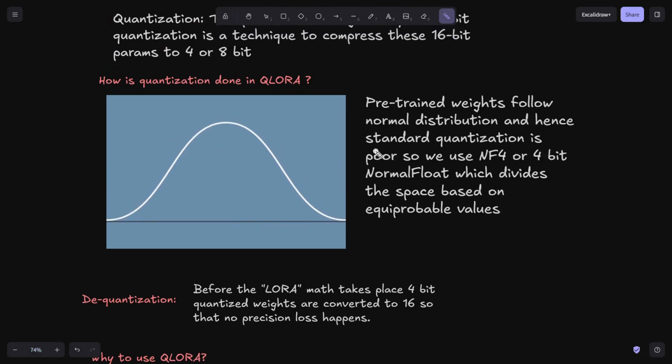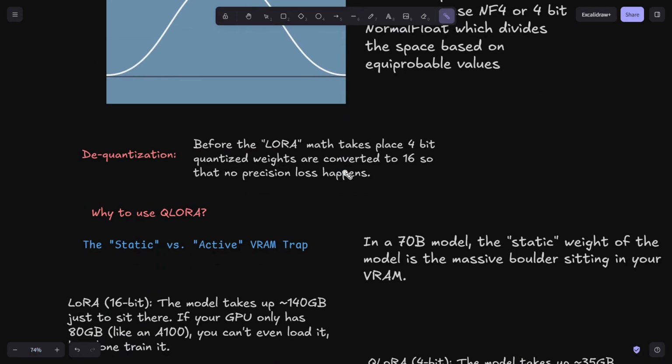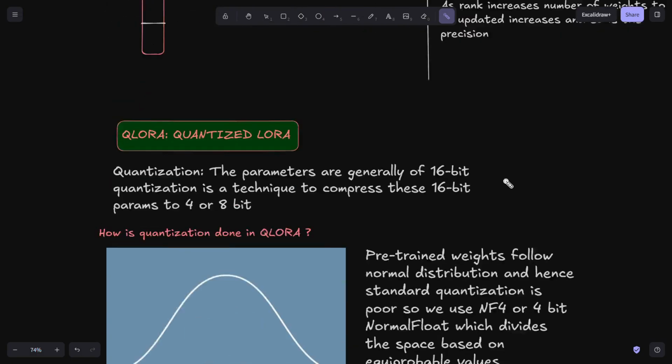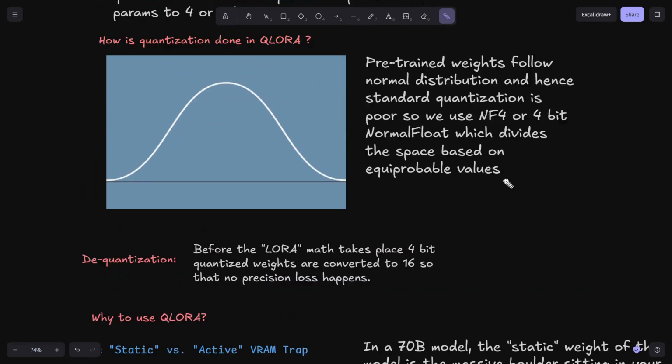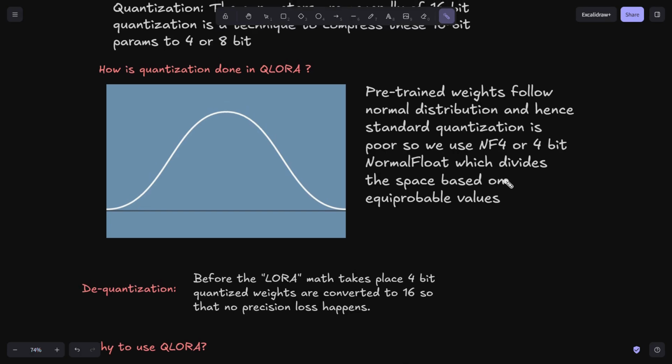After this quantization is done, before we do the LoRA math, or completely this thing of matrix decomposition and then adding it back, we do dequantization, because now you have downscaled your 16-bit system into a 4-bit system, so obviously there will be some precision loss. So in order to nullify it, we use dequantization so that we can convert this 4-bit again into 16-bit.